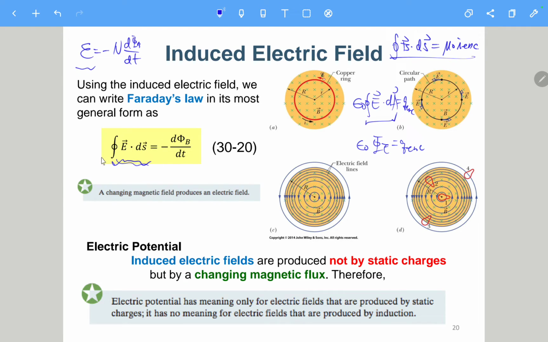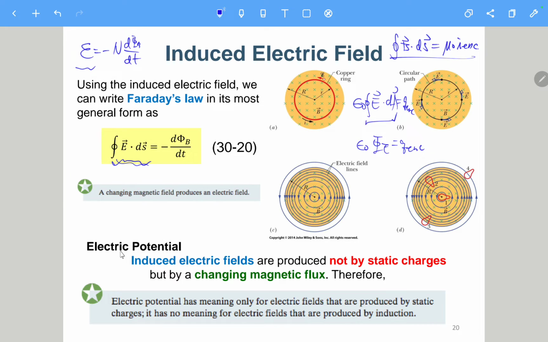Okay, so here it says using the induced E field, we can write Faraday's law in its most general form as this one. So a changing magnetic field produces an electric field. So we will induce an electric field and also EMF and also induce current.